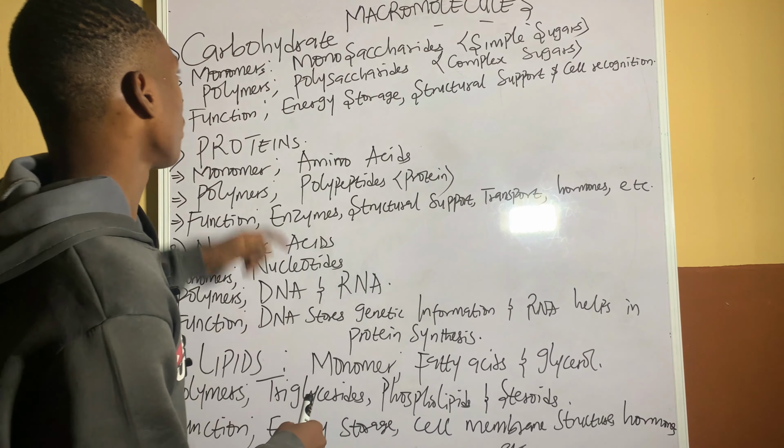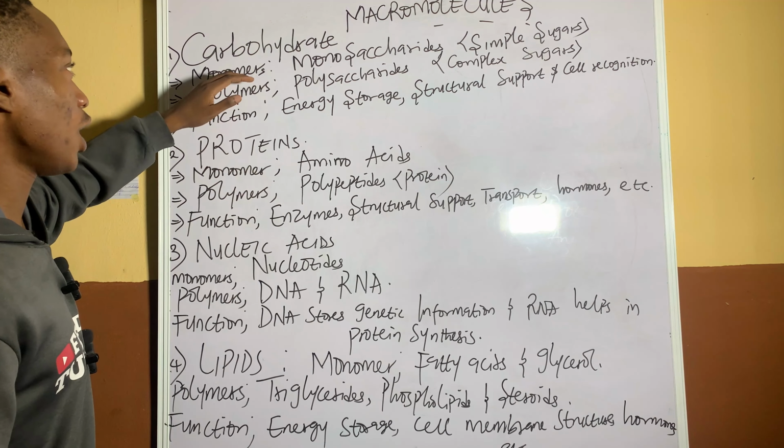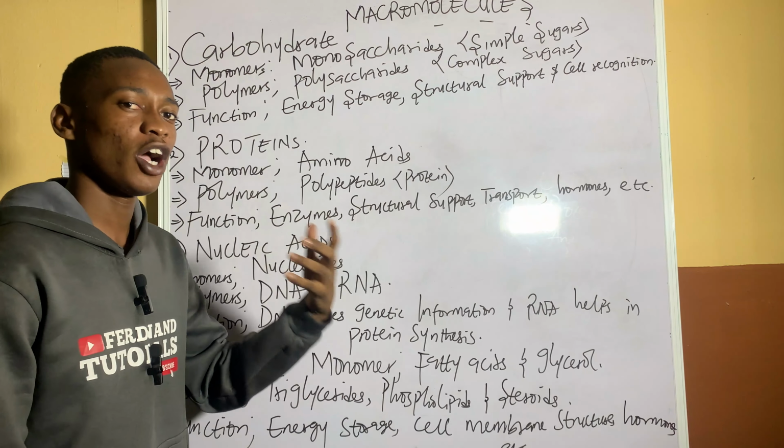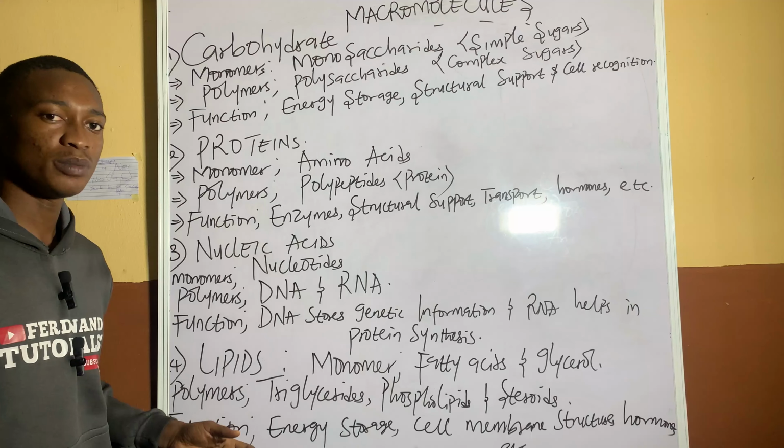Let's kick it. Now, first off, the first biomolecule here is carbohydrate. When we're talking about carbohydrates, we have what we call the monomers and then we have polymers. The monomers of carbohydrates are monosaccharides. We call them simple sugars.